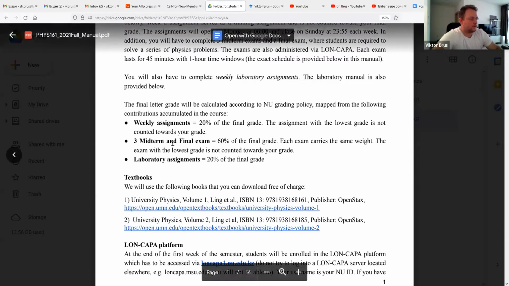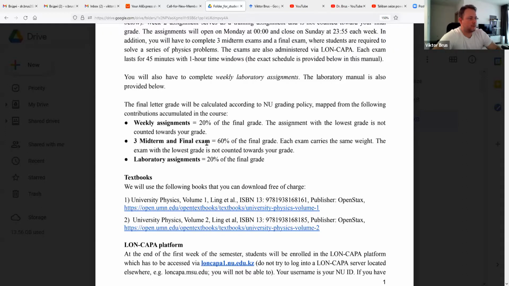Again, each of these midterm and final exams will have the same weight. The final exam is not contributing towards your final score more than midterms. They are equal in this regard. And the lowest grade will not be counted towards your final grade.